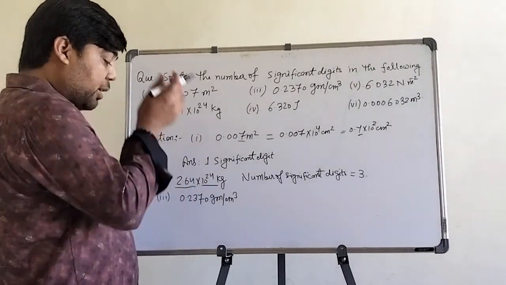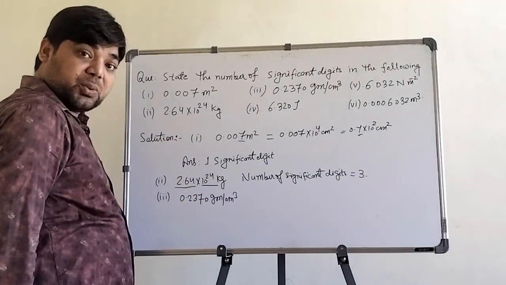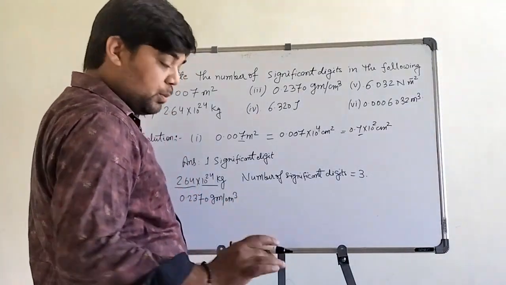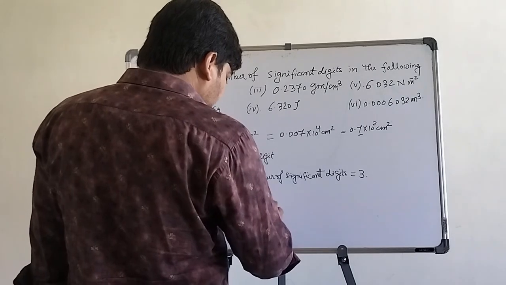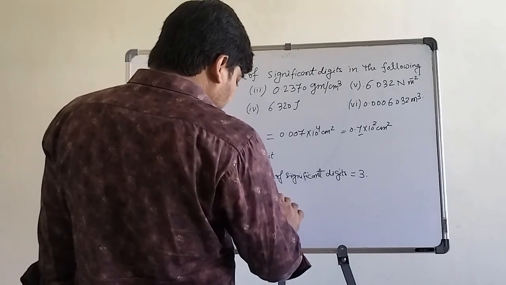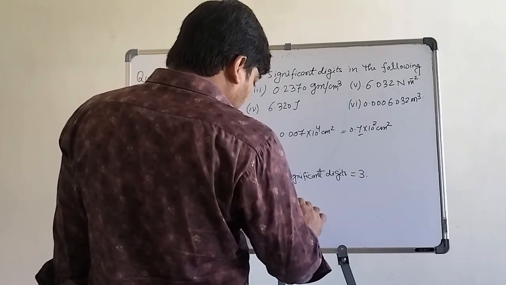So this is significant. So how many significant digits are there? How many are there? 4. So the number of significant digits here are 4.